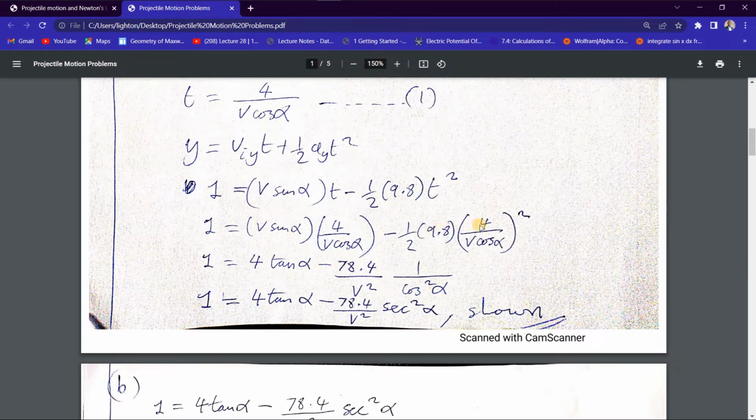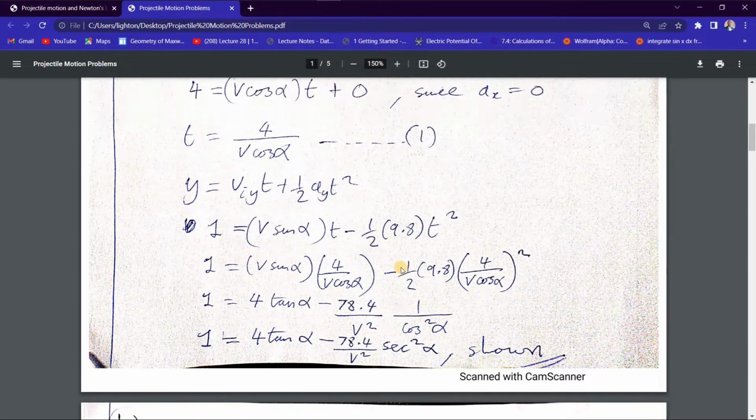minus this whole expression here, the product of 4 squared times 9.8 times half, which gives 78.4, over v squared, and cos alpha is also squared in the denominator here, which is 1 over cos squared alpha. Now cos squared alpha is also another identity, which is sec squared alpha, and you get this expression here. So you get this as the final expression, and by doing this we've solved and shown that v and alpha satisfy this expression.